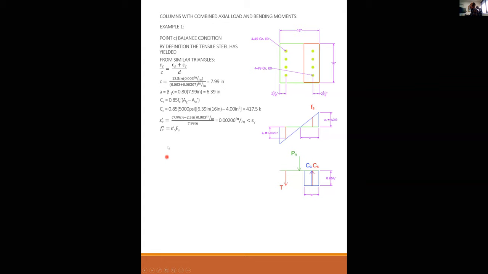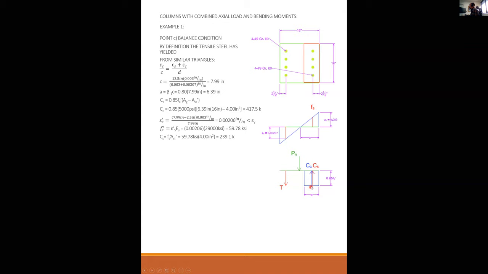Well, then we use Hooke's law: f prime s, the stress in the steel, is equal to the strain in the steel times Young's modulus, which is 0.00206, as we just found, times 29,000 ksi. That gives me very close to the yield, but less. So now we're at 59.78 ksi instead of 60 ksi. Therefore, the compression in the compression steel is the stress in the steel times the area. 59.78 times 4 is 239.1 kips. That's the compression steel component as labeled here.